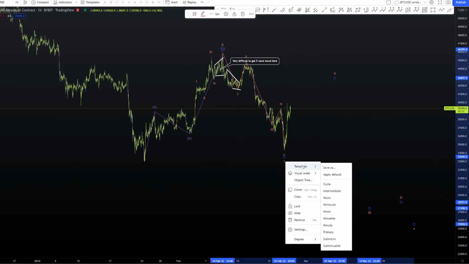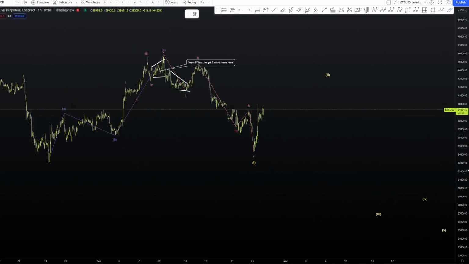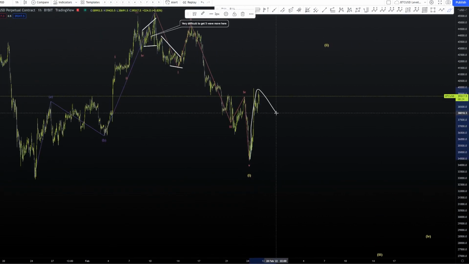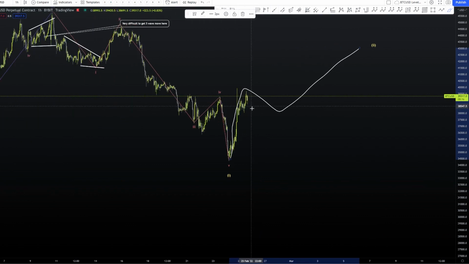So it would look something like this, where we got a wave 1, we're probably going to be coming up for wave 2, and given the impulsive structure that we've gotten off these lows, this could probably be an A, B, C for the wave 2 in the form of a zigzag. We're going to go into that a little bit later, but that's generally what we're going to be looking for given the impulsive nature of this move right here.